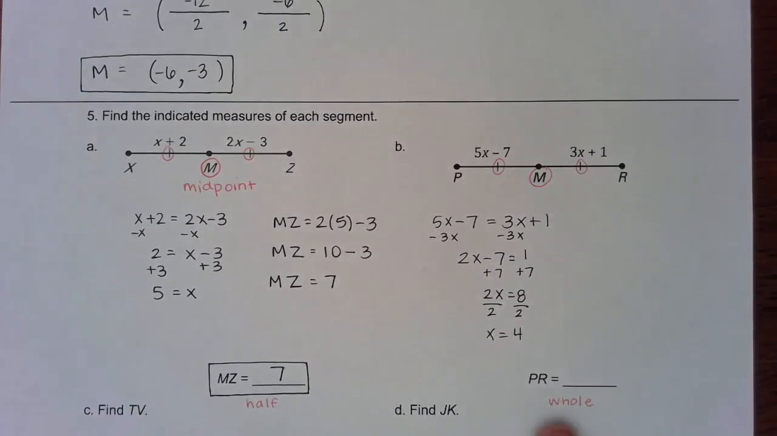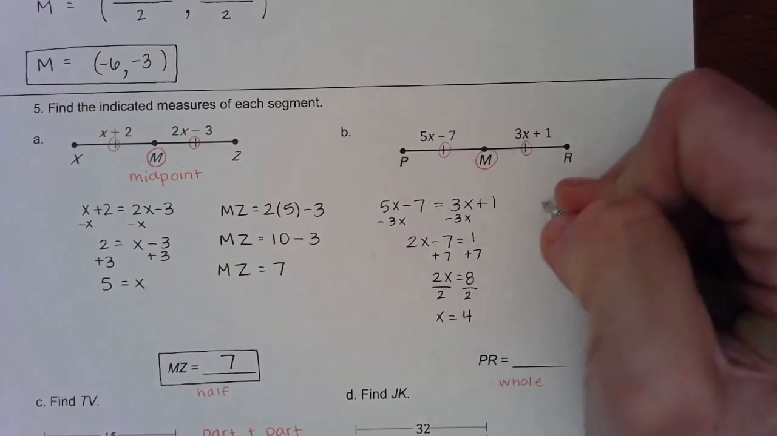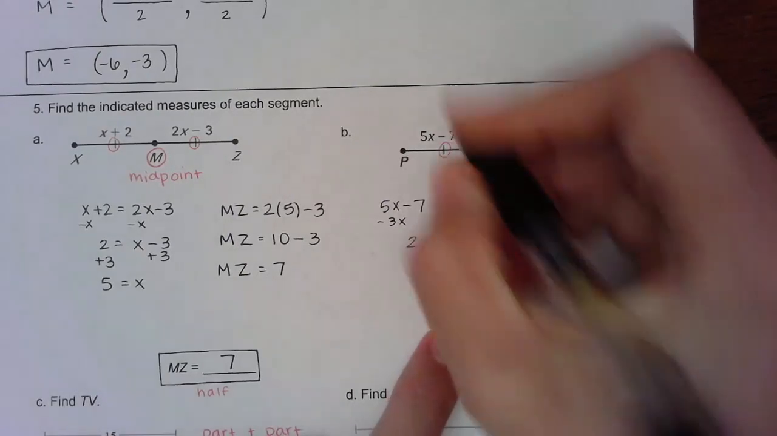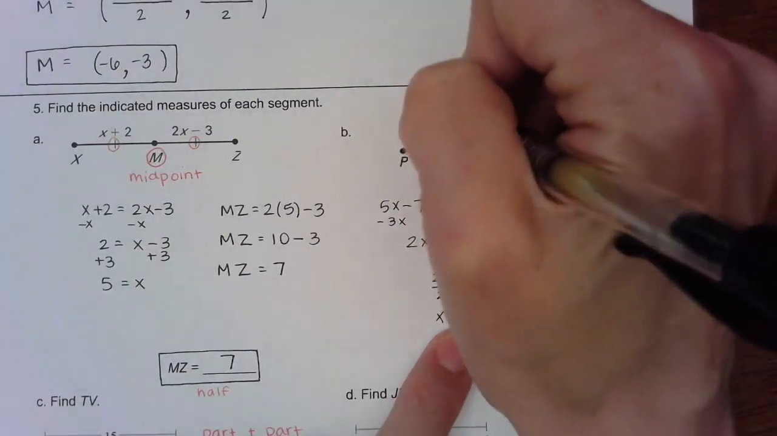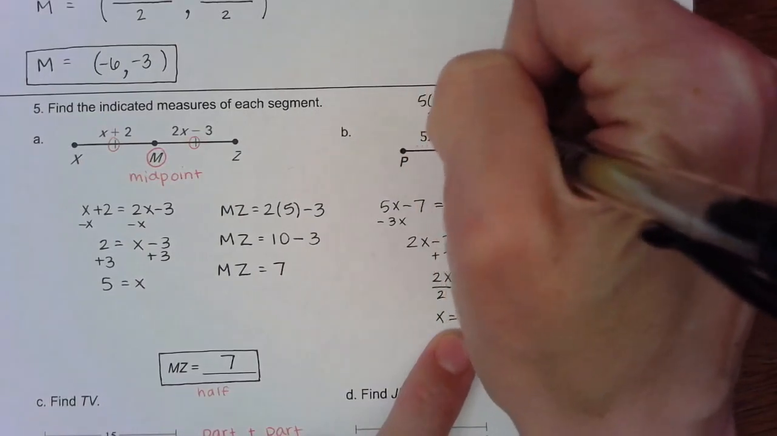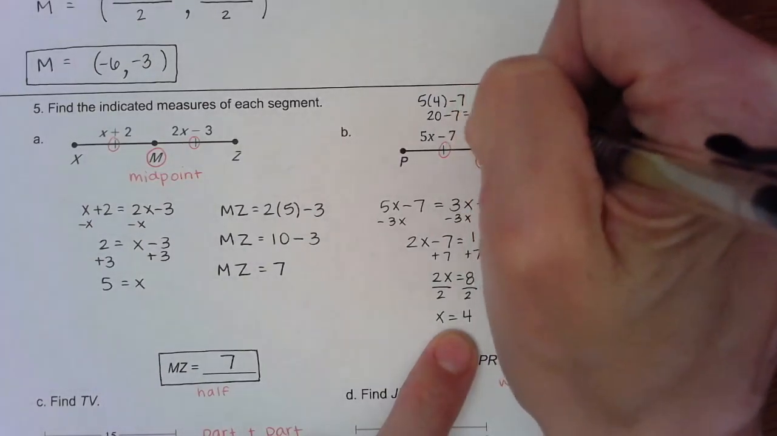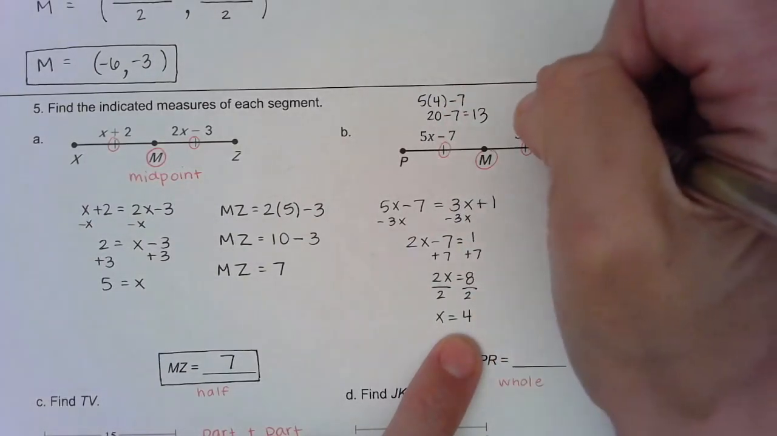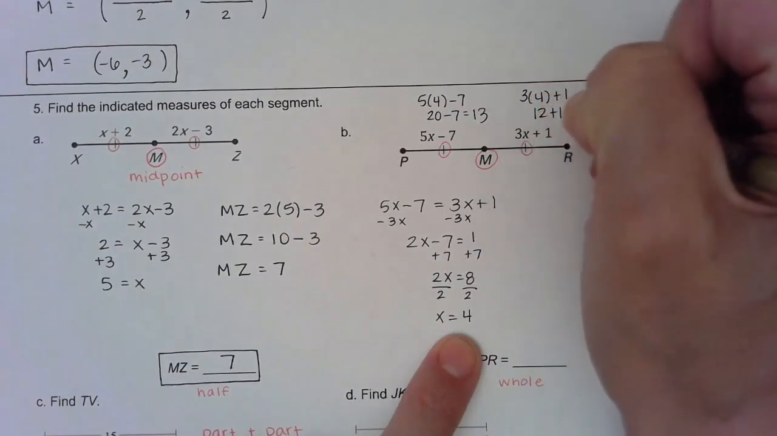Now to find the answer to the question, they want me to figure out the length of the whole thing. So I can plug the 4 in to find out how long it is from P to M. So let's see, that would give me 5 times 4 minus 7, 20 minus 7. So that's going to give me 13 for this part. And then if I do 3 times 4 plus 1, that'll give me 12 plus 1.